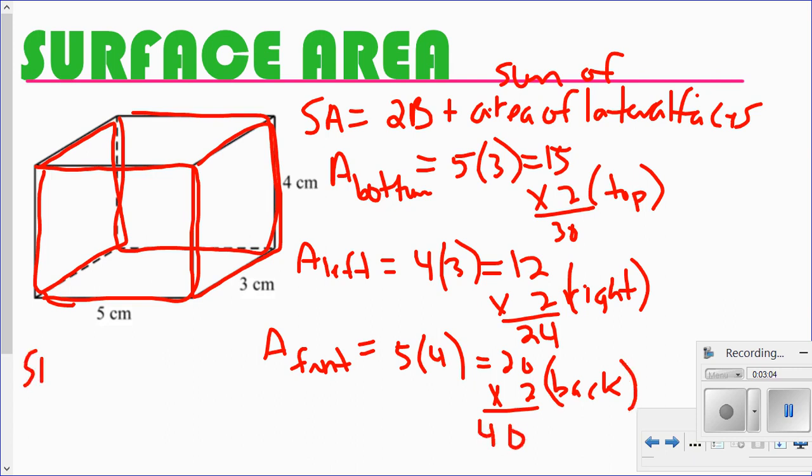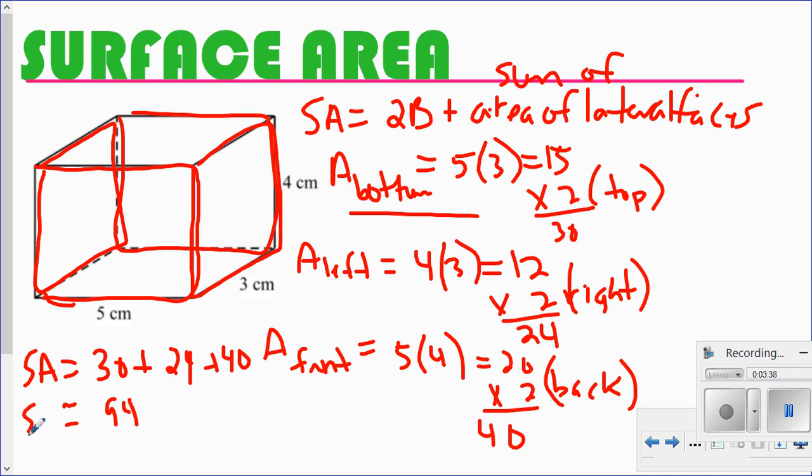So we know that the surface area is equal to 2 times the area of the base. Well, we doubled the base right here, and we got 30, plus the sum of the area of the lateral faces. So we're going to add 30 on to the 24, which was the left and right, and the 40, which was front and back. So 30 plus 24 is 54, plus 40 is 94. And we're talking about centimeters squared because we're talking about surface area.